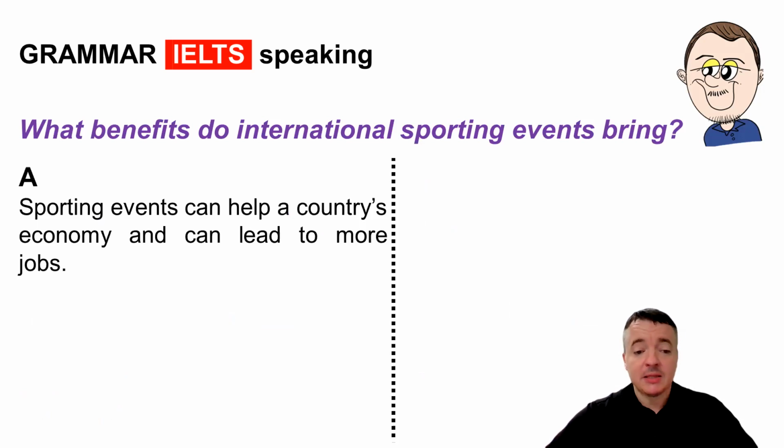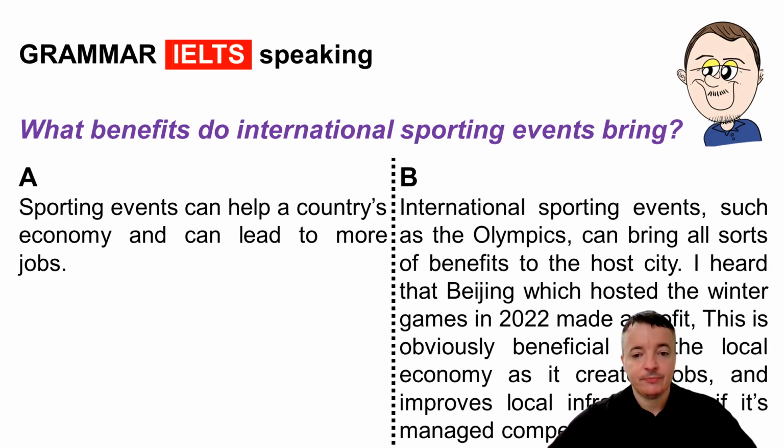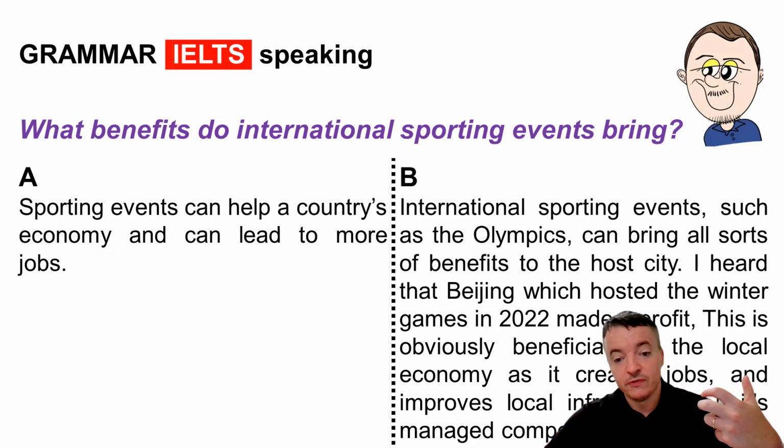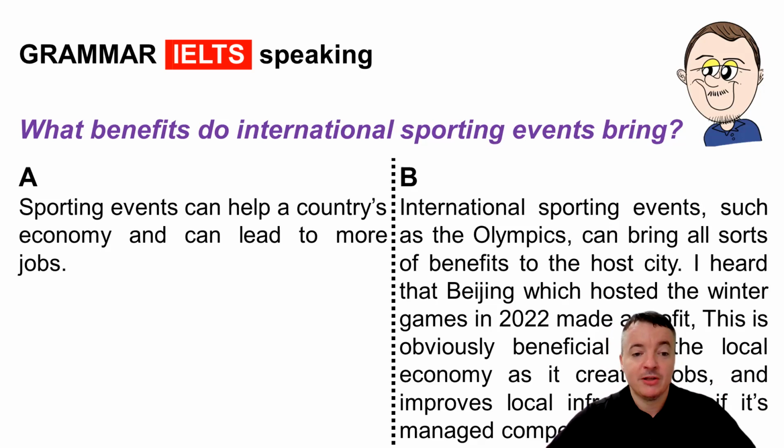A. Sporting events can help a country's economy and can lead to more jobs. Okay, that's an okay answer. How about B? International sporting events such as the Olympics can bring all sorts of benefits to the host city. I heard that Beijing, which hosted the Winter Games in 2022, made a profit. This is obviously beneficial to the local economy as it creates jobs, improves local infrastructure, if it's managed competently. Okay, which one is better, A or B?